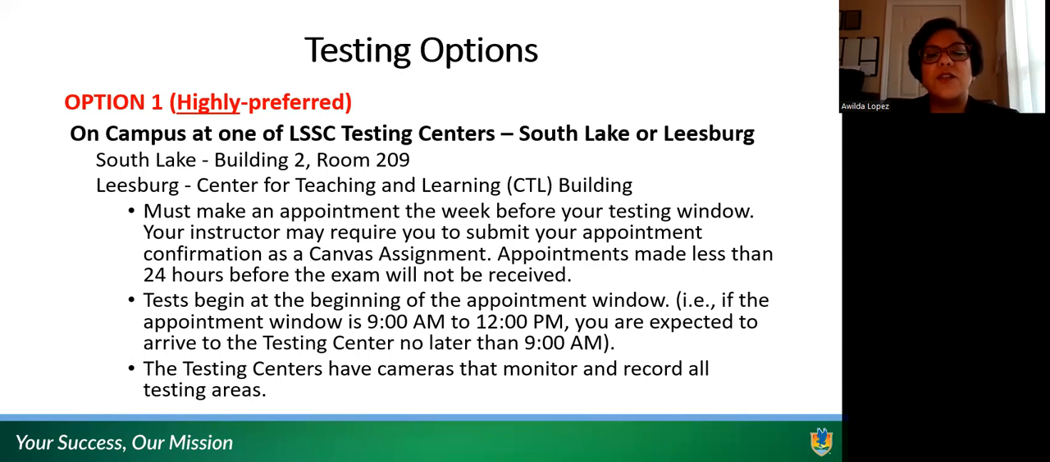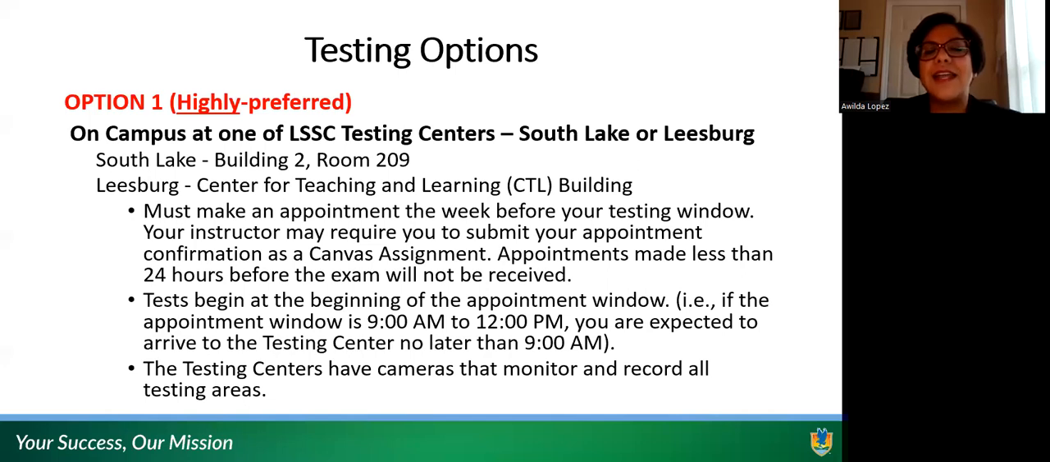You are expected to report for your test at the beginning of each of those testing windows. So if you make an appointment for the 9 a.m. to 12 p.m. window, you are expected to be at the testing center by 9 a.m. So it's not an open window for you to drop in at some point during the 3 hours. You're expected to be there at the beginning of that window. Some tests are 3-hour tests, but everybody begins at 9, even if your test is only for an hour and 15 minutes. So everybody begins at the beginning of that testing window.